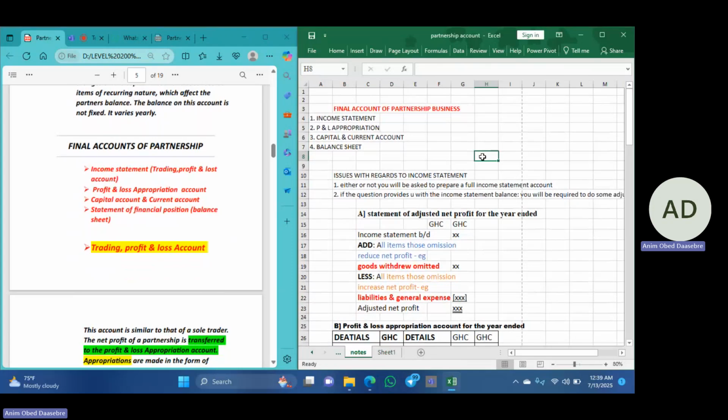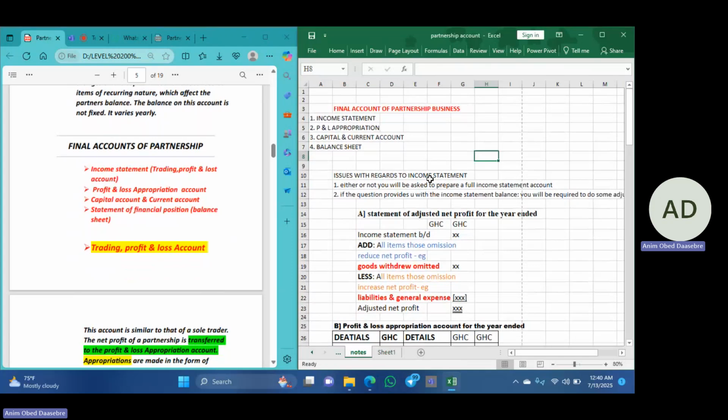Now the income statement. Some issues with regards to the income statement are that you may or may not be required to prepare a full income statement by yourself. This has to do with the information provided by the question. Some questions will require that you prepare the income statement yourself, or not, right?